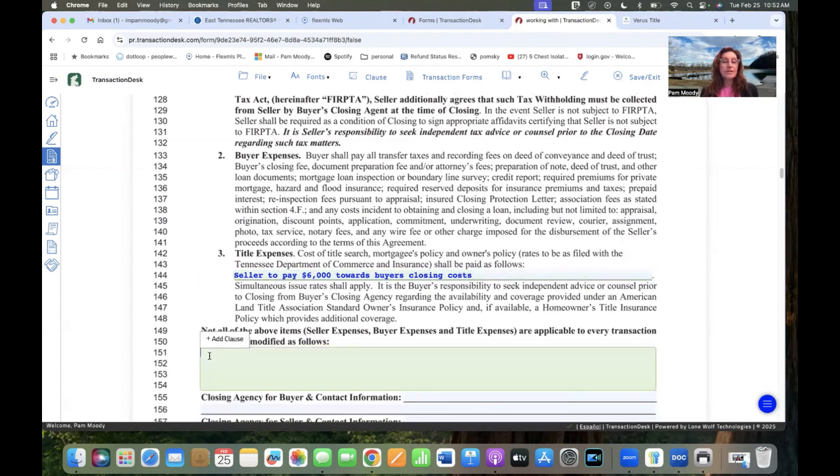And I add extra things in here, you know, seller to pay buyer's real estate commission of whatever percentage, so that you're not responsible for that. Seller to leave refrigerator, you know, whatever we're asking for, this is an area that we can put this in.